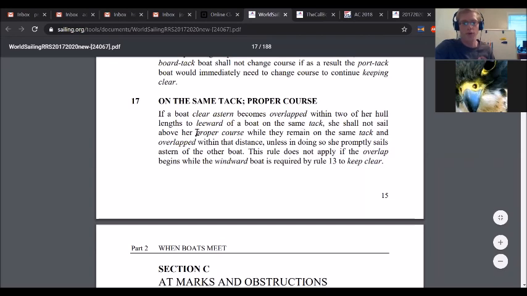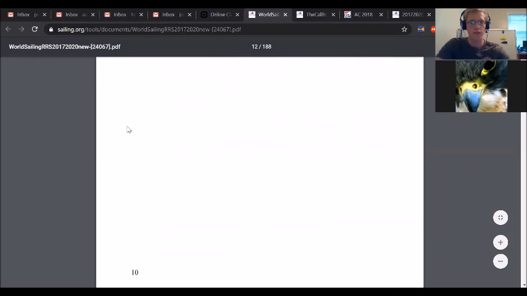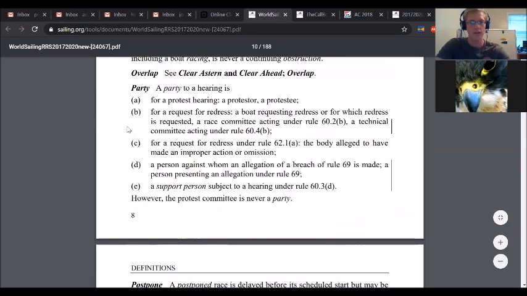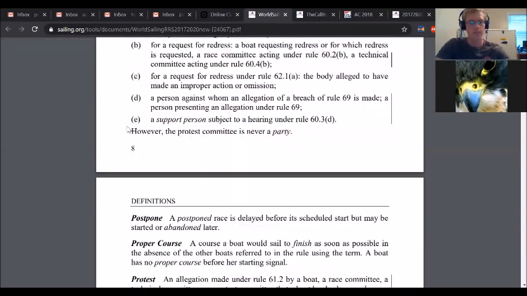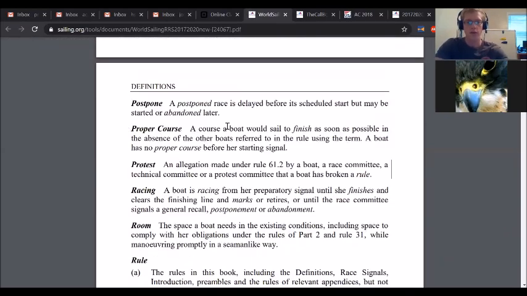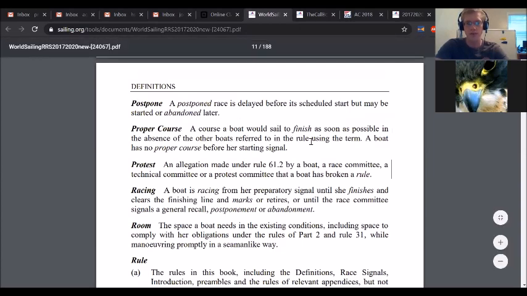So proper course, we can pull up our definitions. I think we've looked at this before, but we may as well just refresh our memory. It is right down here. Proper course: the course a boat would sail to finish as soon as possible in the absence of the other boats referred to in the rule using the term. A boat has no proper course before her starting signal. So we will keep this sentence in mind for a little bit later, but let's look at this first sentence right off the bat.